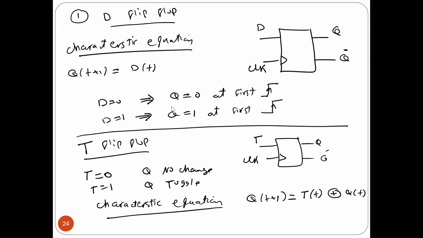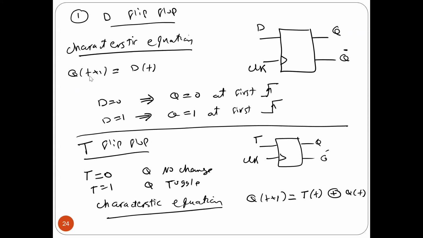So for each one of them, you need to know how it works. Also, you need to know what we call the characteristic equation. Very important, this characteristic equation, because we will use it. The characteristic equation gives you the relation between the output and the input. So here I'm going to use T plus 1 and T.